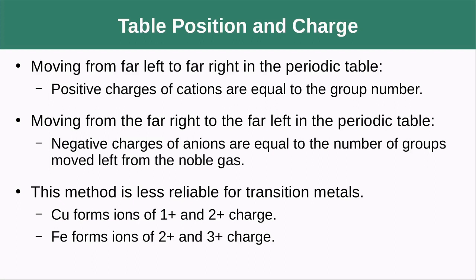So moving from the far left to the far right in the periodic table, positive charges of cations are equal to the group number. Moving from the far right to the far left in the periodic table, negative charges of anions are equal to the number of groups moved to the left of the noble gases. That doesn't really work for transition metals because they actually can have multiple different charge forms.